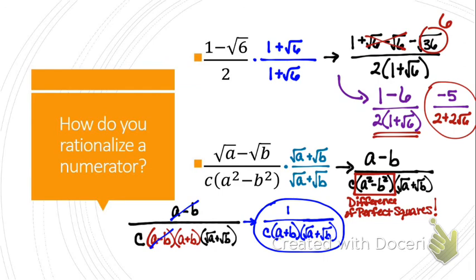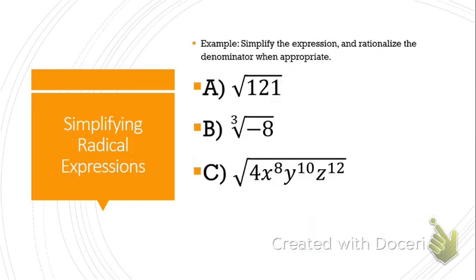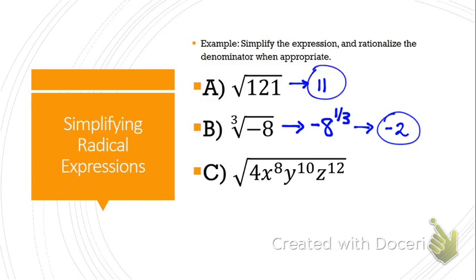All right. We've got 2 minutes till the bell. I've got a real quick one to throw at you. Like, seriously, about 30 seconds of your time. Square root of 121 simplifies how? 11. What about the cubed root of negative 8? Negative 8 to the 1/3. Does it simplify beyond that? Negative 2.